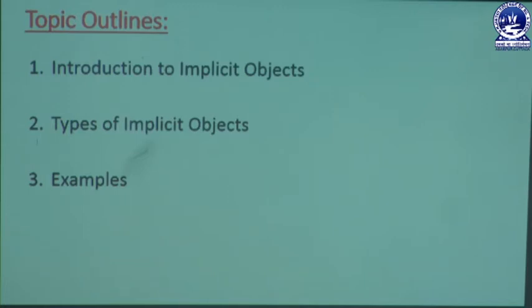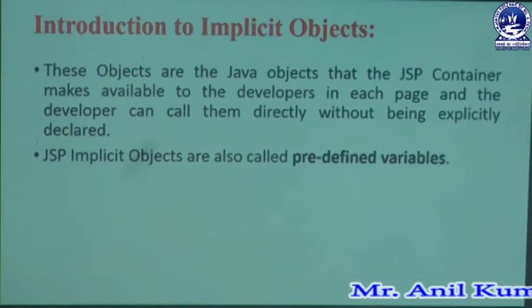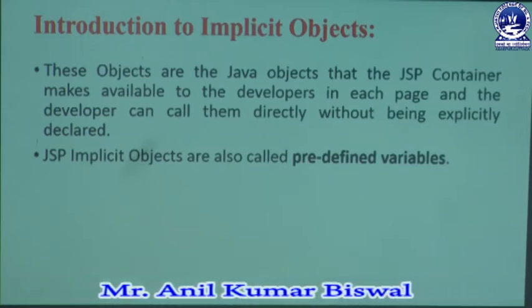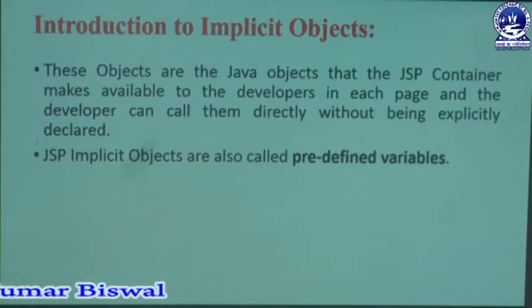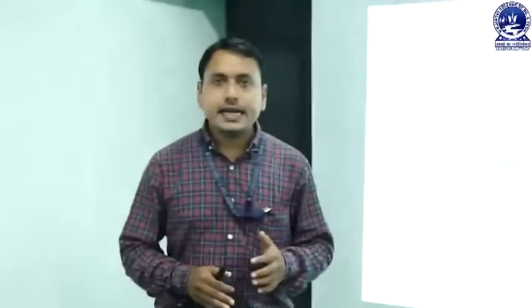Now we are learning the real meaning of implicit objects and the platform related to them. These objects are Java objects that the JSP container makes available to developers in each page, and the developer can call them directly without explicitly declaring them. That means in the implicit object concept there is no need to externally define any command or object to convert a specific type to another type.